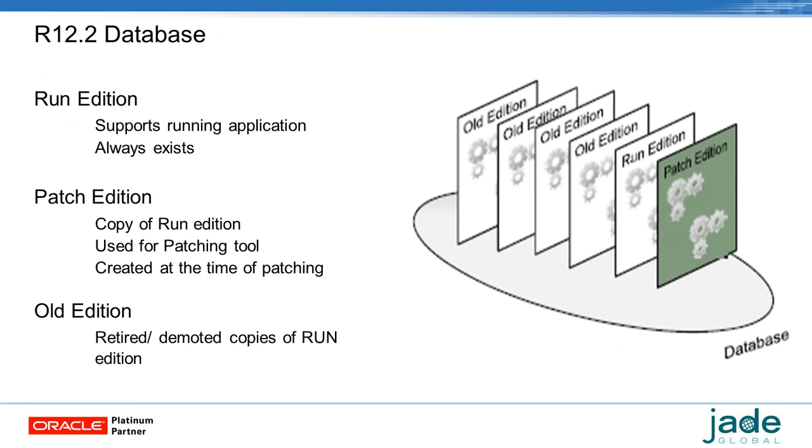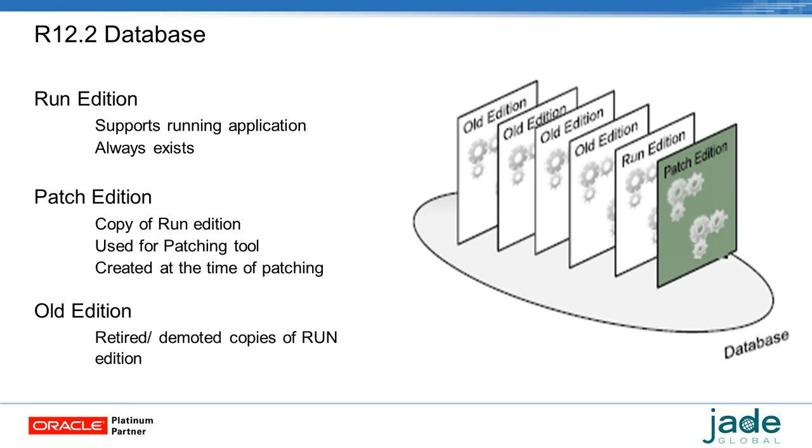In terms of database, it's a little bit different as compared to the file systems. In database, you don't need multiple editions. At any given time, there can be only one edition, which is the run edition, and this run edition supports the running application. Once you are ready for online patching, you will copy that run edition to create a new edition, and that's where your 2 editions can exist during the patching cycle.